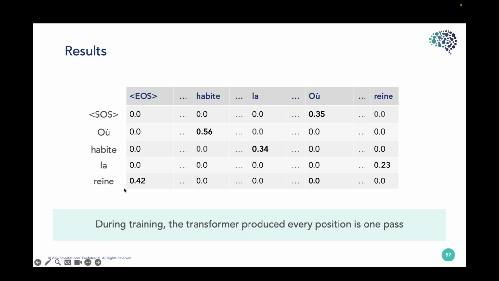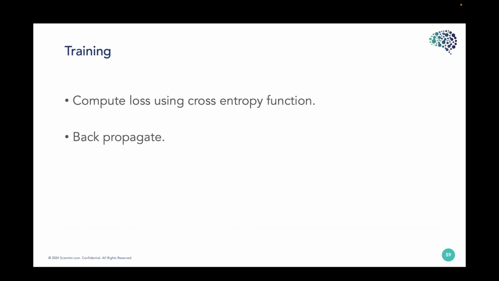Okay, so how do we actually train it? Because during training, the first time you do this, it's going to be basically random. You're going to train it basically the same way we trained the neural net. The output of the transformer is going to be a series of probability distributions. So we have the actual output of the transformer. We have our expected output, ou, habite, la reine, EOS. You can use cross entropy loss, the same function that we used when training the tic-tac-toe neural network, to compute the difference, the loss between the actual output and the expected output.